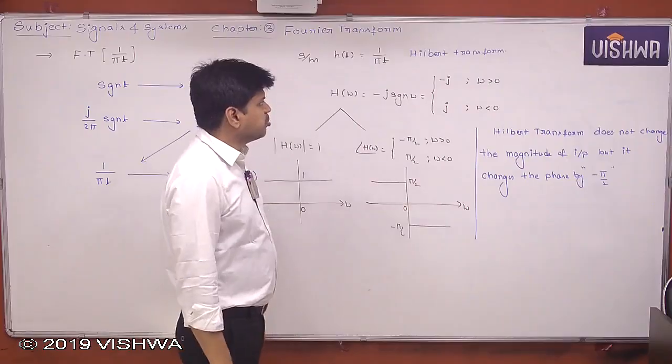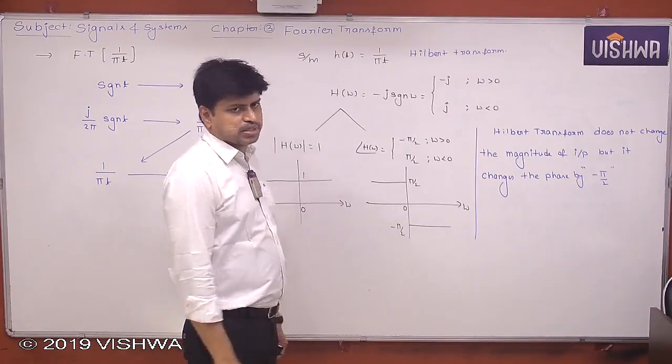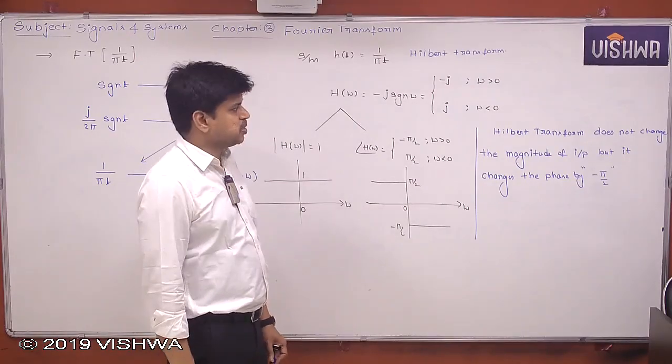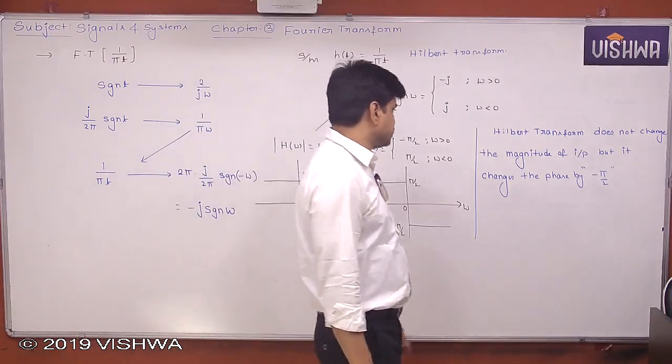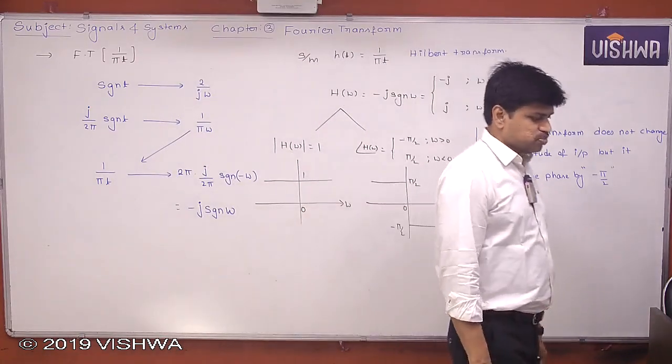So in communication, the Hilbert transform has application in the generation of SSB. So single side band signals can be generated by using the Hilbert transform. Okay, take it.